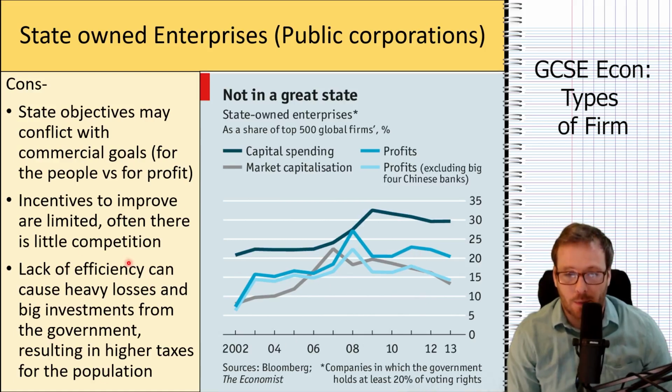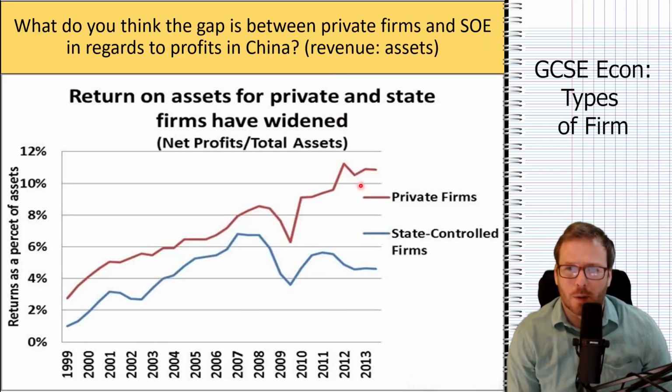Because they're not motivated by profit, this lack of efficiency is very clear, and The Economist writes about it a lot. Here's a really good graph that shows a return on assets. We can see that private organizations in the same industries make a much larger profit than state-controlled firms, and this gap widened significantly from 2009 onwards after the financial crisis.